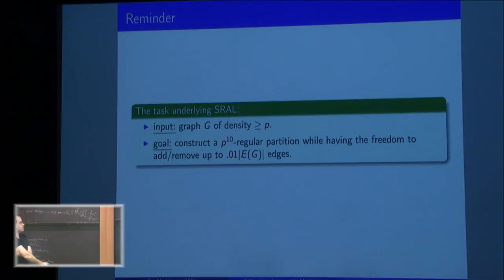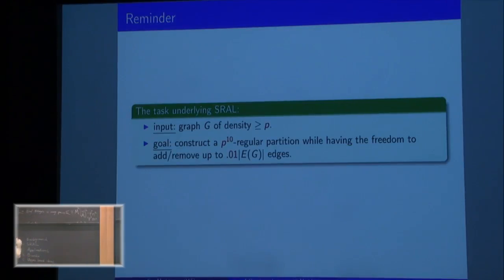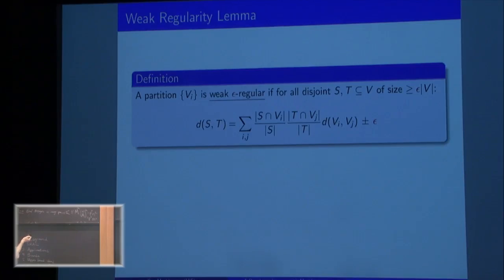So we're talking about the upper bound. What are the main ideas in order to prove this SRAL regularity lemma? Again, here's the definition of SRAL, in case you forgot. You are given a graph of density P. You want to find an epsilon regular partition, where epsilon is some power of P, and you have the freedom to modify 1% of the edges. The proof is going to iterate what's known as the weak regularity lemma, or Frieze-Kannan regularity lemma, which I've mentioned before. Let me just give the formal definition now.